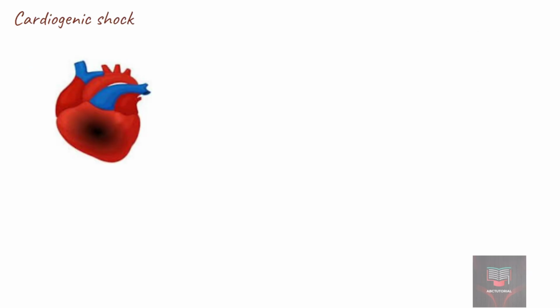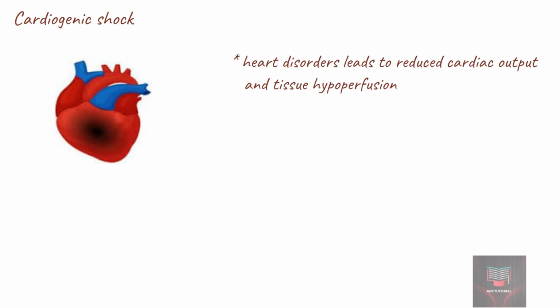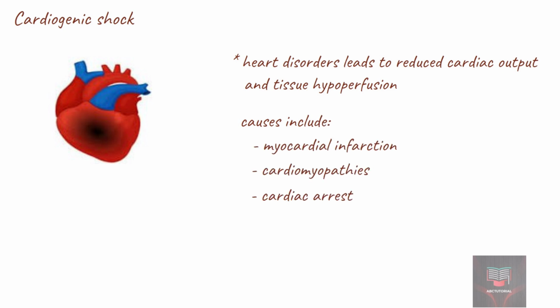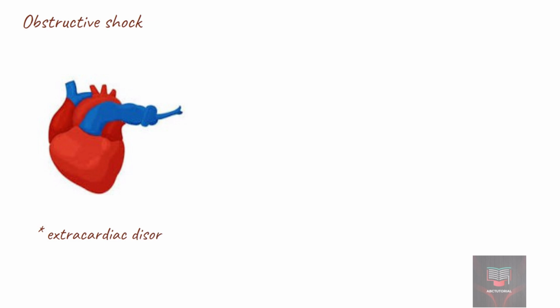Cardiogenic shock occurs when there is decreased cardiac output as a result of heart diseases leading to systemic hypoperfusion. Common causes of cardiogenic shock include myocardial infarction, cardiomyopathies, cardiac arrest, arrhythmias, and valvular disease. Obstructive shock is due to extracardiac causes leading to a decrease in cardiac output.